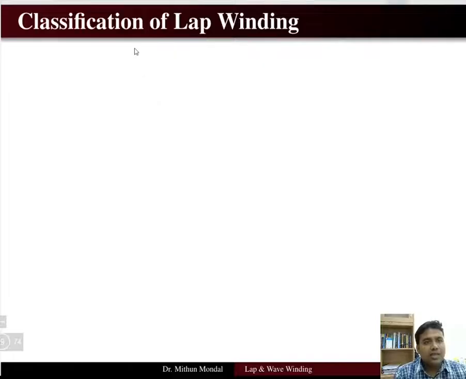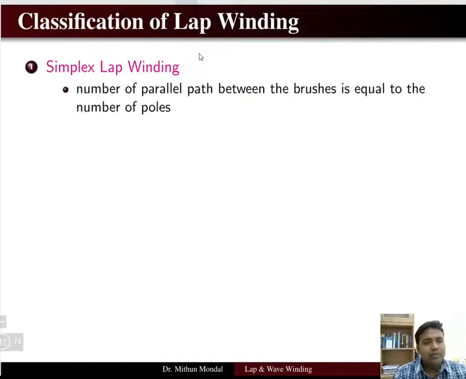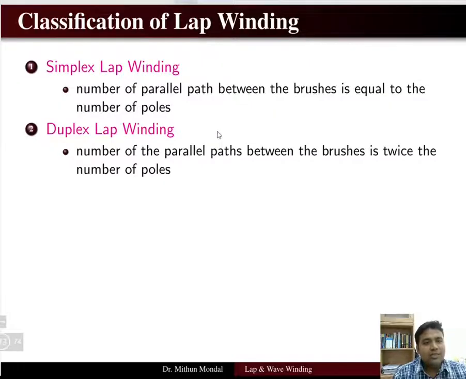Now let us do the classification of the lap winding. Lap winding can be classified into the first type, which is known as the simplex lap winding. Here the number of parallel paths between the brushes is equal to the number of poles, and in duplex lap winding the number of parallel paths between the brushes is twice the number of poles. So it indicates that it will be 2m, where m is the classification number of the lap winding.